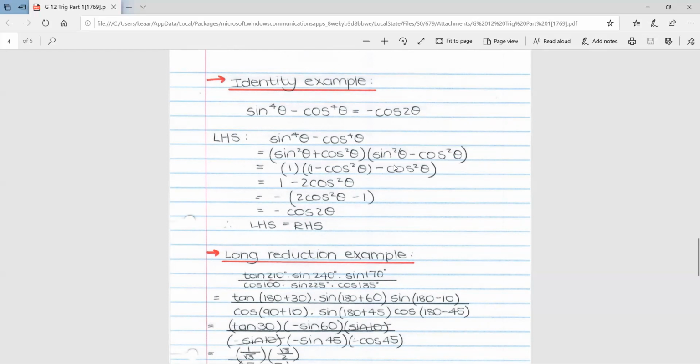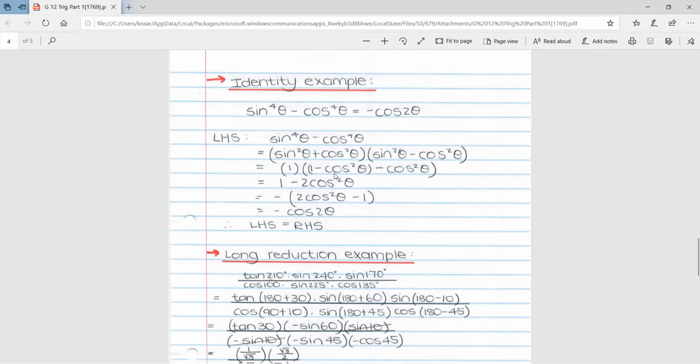Then from this, we can't do much with sine squared theta minus cos squared theta. So we're going to change sine squared theta into 1 minus cos squared theta, because just how sine squared theta plus cos squared theta equals 1, if you take the cos to the other side, sine squared theta will equal 1 minus cos squared theta. So we're going to sub that in. Then we're going to keep the minus cos squared theta. Once we simplify that, it becomes 1 minus 2 cos squared theta.